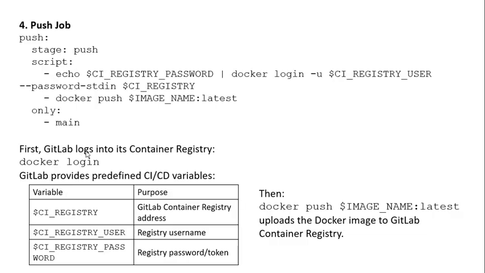First, GitLab logs into the container registry, so we use docker login, and GitLab provides predefined CI/CD variables. The first variable is $CI_REGISTRY, which is the GitLab container registry address. $CI_REGISTRY_USER is the registry username, and last is $CI_REGISTRY_PASSWORD, the registry password or token. Then docker push $IMAGE_NAME:latest uploads the Docker image to the GitLab container registry.